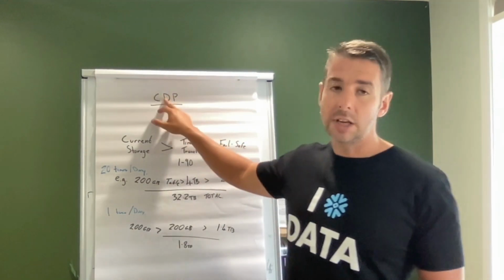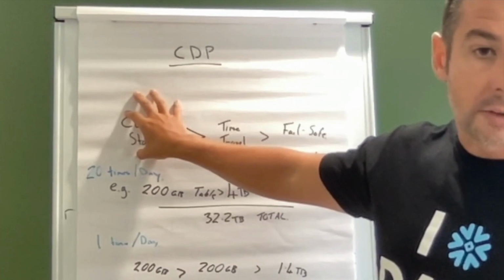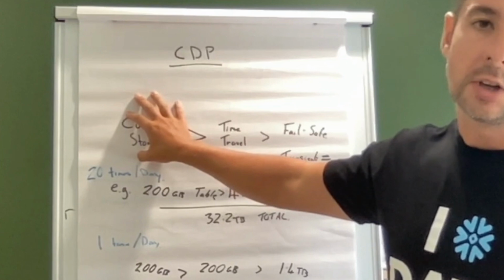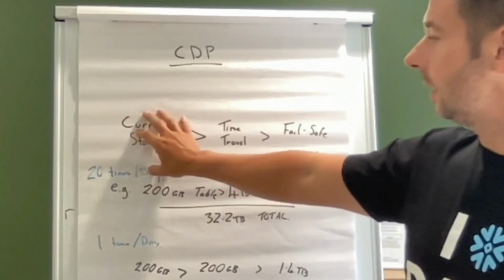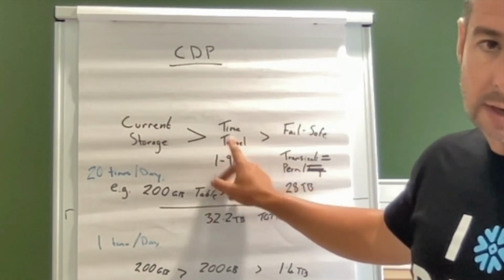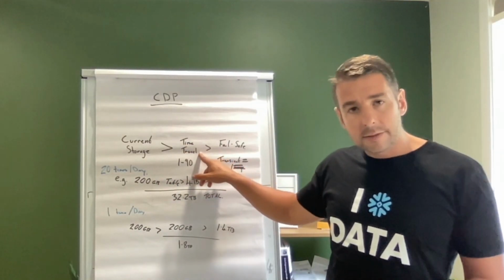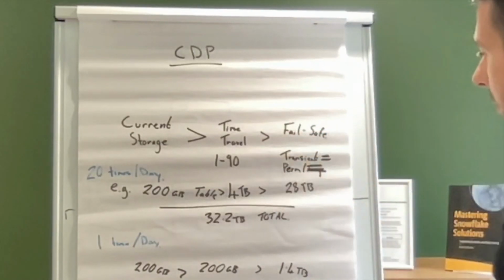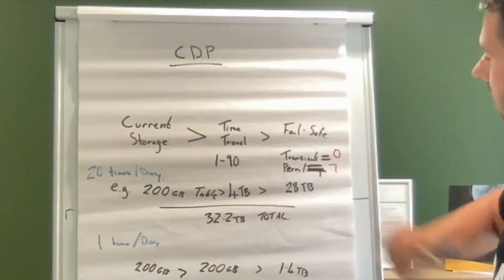So CDP, continuous data protection. If you're not sure what that is in Snowflake, essentially you've got your current storage. So this is the data online and available in your tables to query right here and now. If you then change that data or delete that data, it can be stored in time travel, and that can be anything from 0 to 1 to 90 days. And once it reaches the end of its time travel period, it then ends up in this failsafe area, which is 7 days for permanent tables, and for transient tables it is 0.